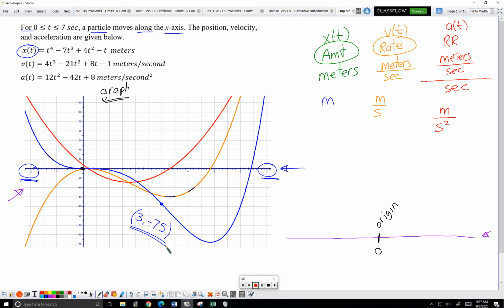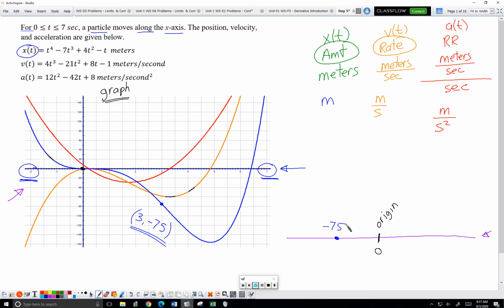So over here, this is where the particle is actually moving. Right here, we'll say that's 75 meters from the origin. That's where the particle is at time 3. So this blue graph goes up and down. The particle does not go up and down. The particle goes back and forth. That helps, right? Yes. You don't look at the graph and see the particle in the graph. Is that better? Yes.